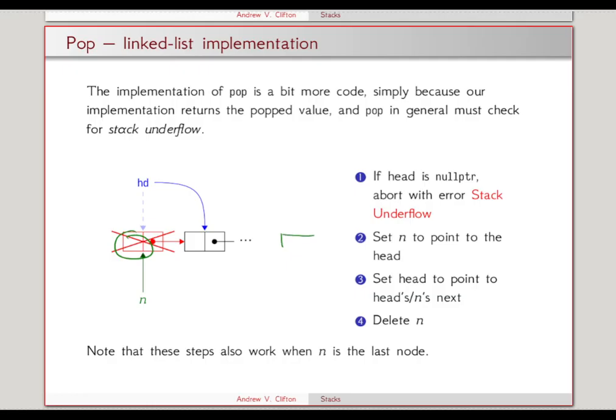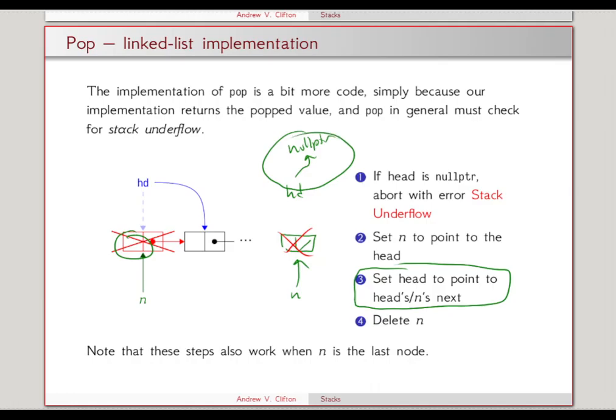So if we sketch it over here, let's say that that's our head. We make n point to that. Then we're going to set the head to point to n's next, but n's next is a null pointer. So that means my head is going to become a null pointer. And then we delete n, but the head is now a null pointer, so that means my list is empty. So it correctly deletes the last node.